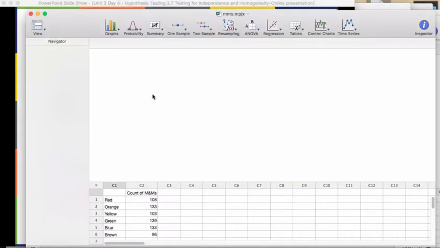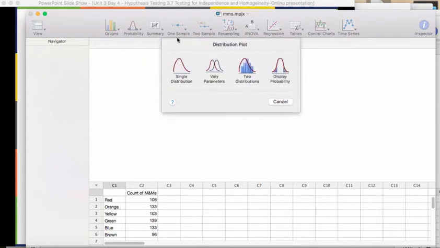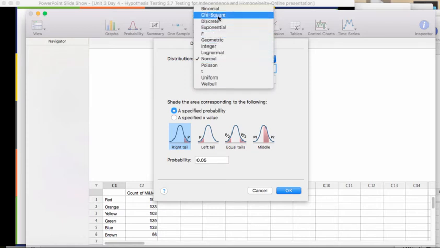To create a sketch of a graph, we go to the probability menu. We would want to go to the distribution plot, and we would want to display the probability. Next, it will always default to the normal distribution. In our particular case, we want to look at the chi-square distribution, so that's where we're going to go.